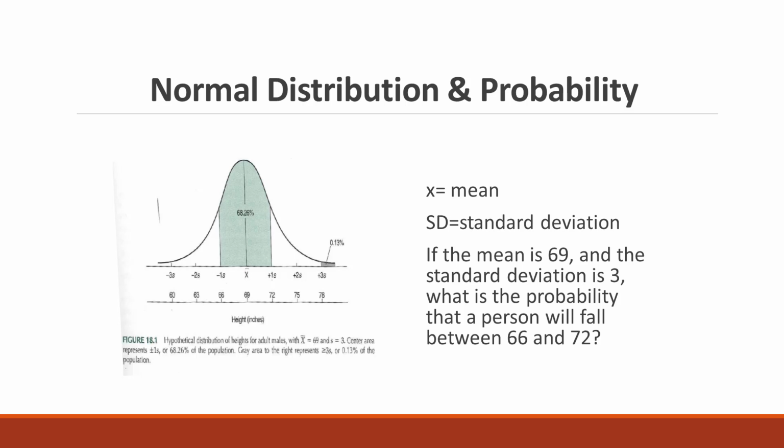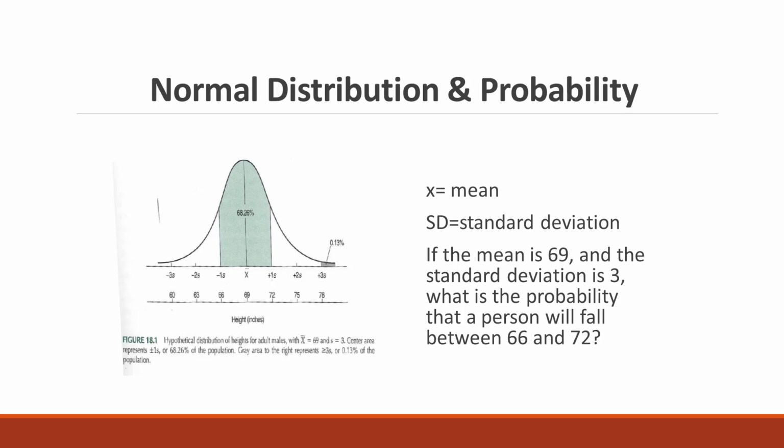What is the probability that the man will be between 66 and 72 inches tall, or within plus or minus 1 standard deviation of the mean? We know this range represents 68.26% of the population, as shown by the center green area in figure 18.1. This means that approximately 68 of 100 men can be expected to be between 66 and 72 inches tall. Therefore, there is a 68% probability, p equals 0.68, that any one man we select will fall within this range.